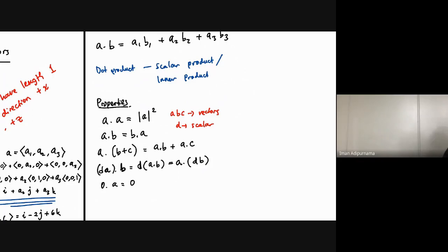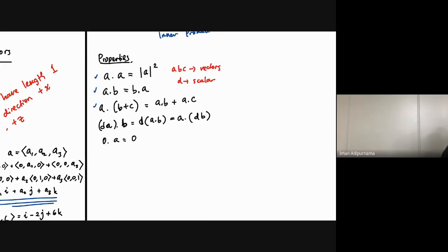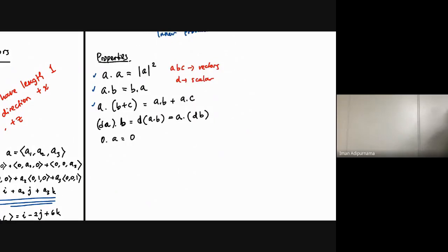I think you can try the proof for this and this, or maybe this, by yourself. It's not really difficult to prove. You can just try putting some values to A, B, and C and check the results.